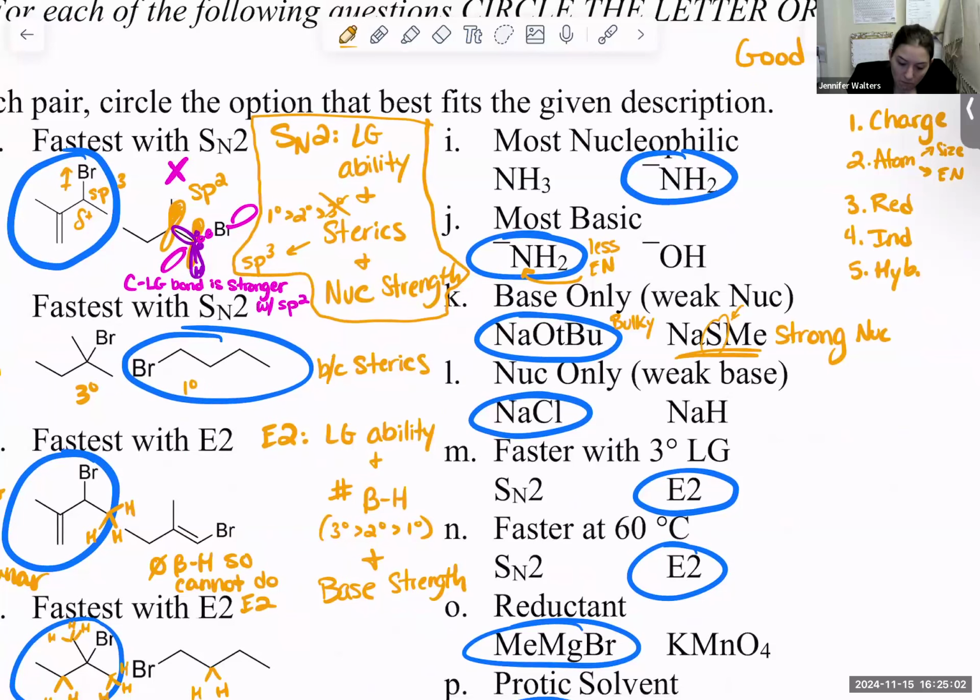Nucleophile only, weak base, is going to be that conjugate base of our strong acid. Negative. This is neutral. This is the conjugate base of a strong acid. I'm just going to write HA for space.